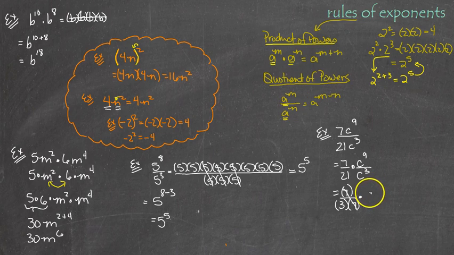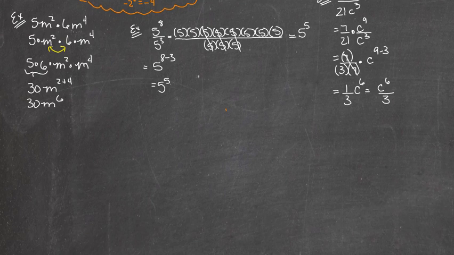well, this is now my quotient of powers rule or property, c to the 9 minus 3. So now when I put it all together, I get 1/3 times c to the 9, take away 3, is c to the 6th, and I can write it this way, or sometimes I'd rather write it as c to the 6th divided by 3. Okay, let's do one more big example.